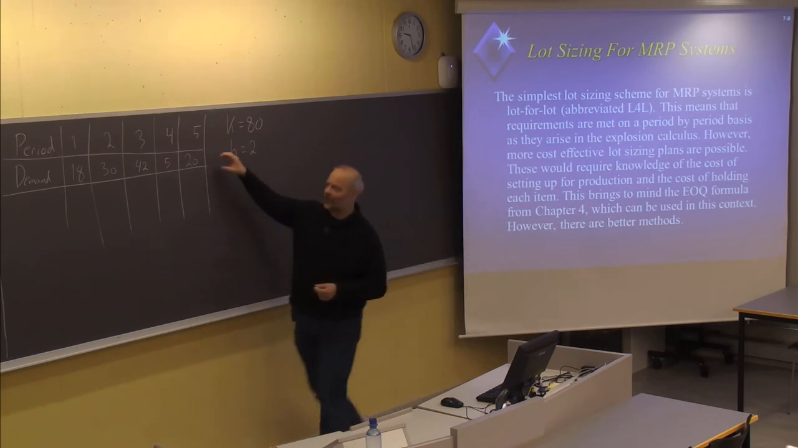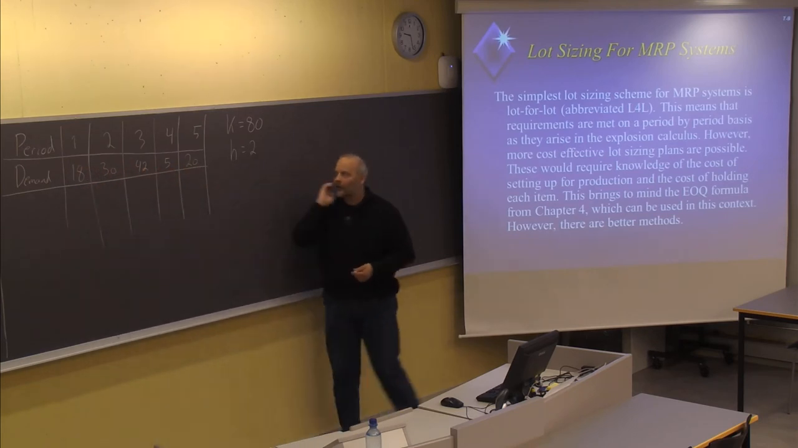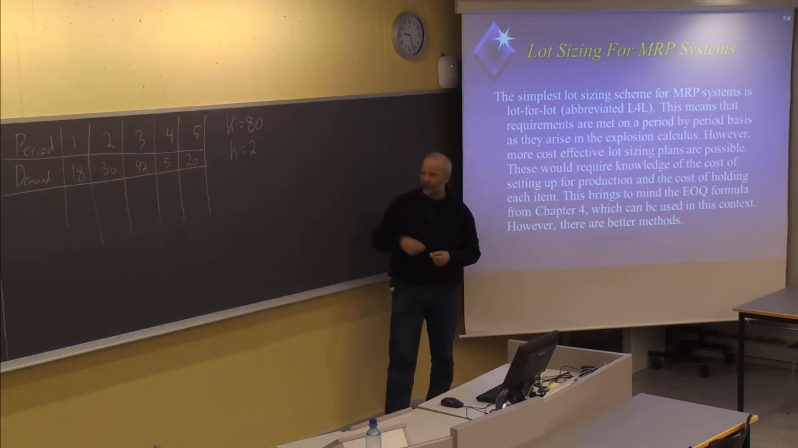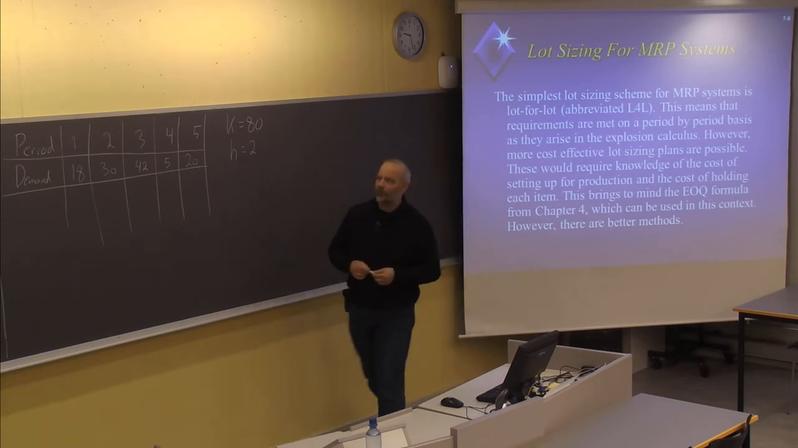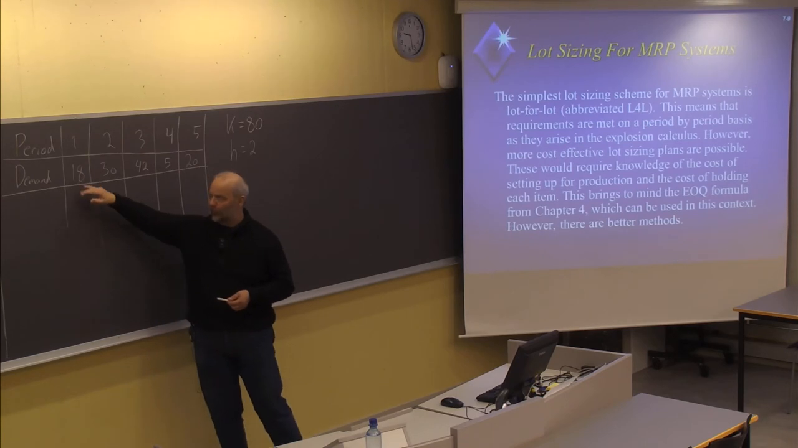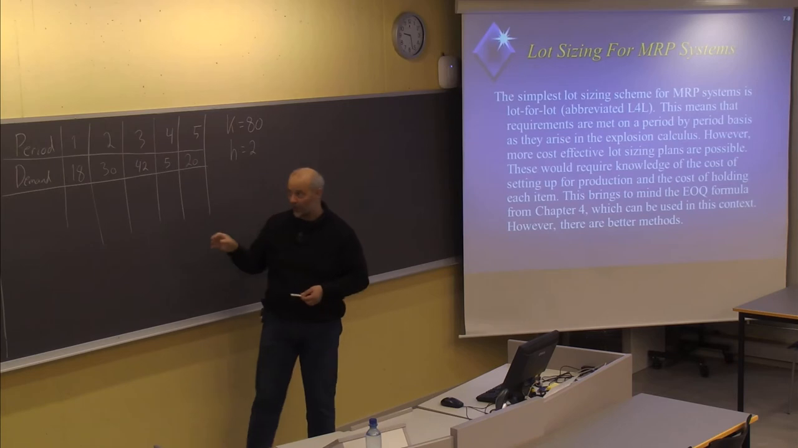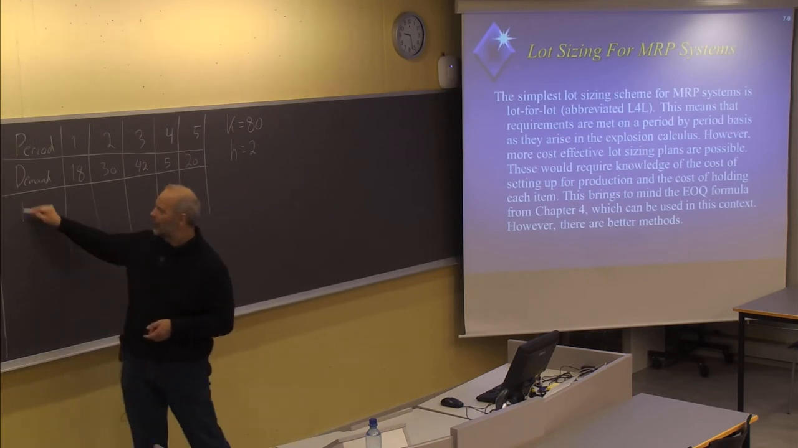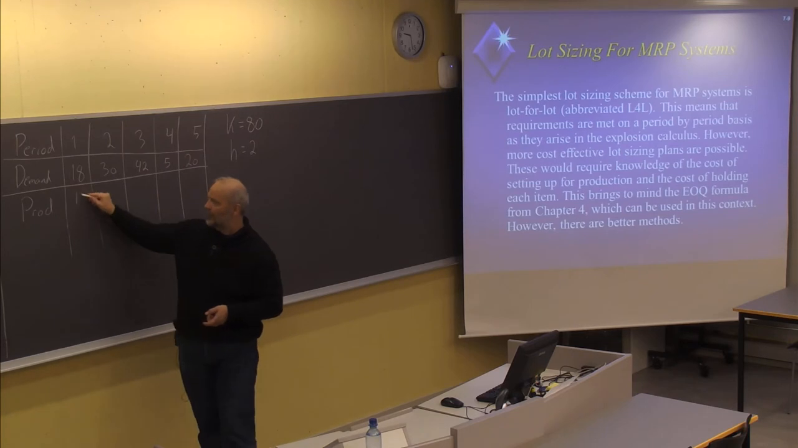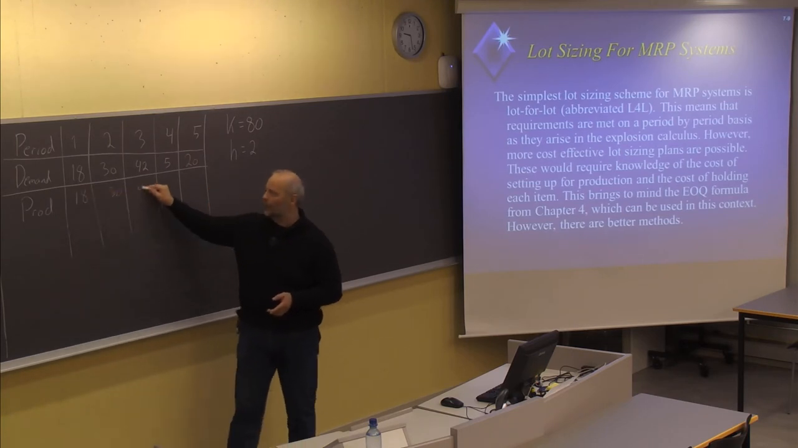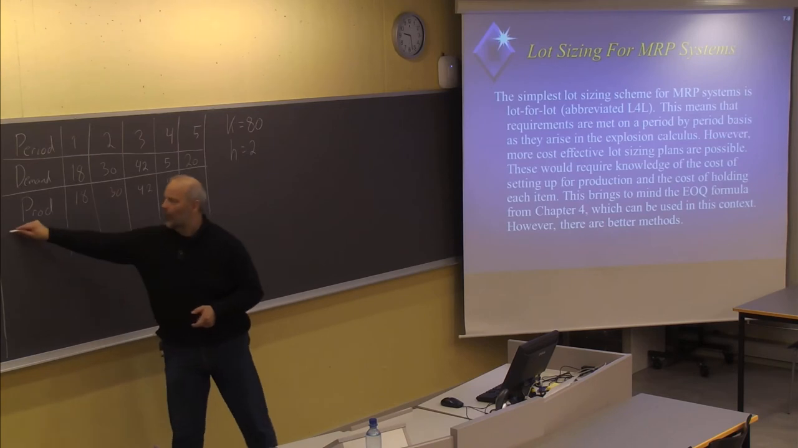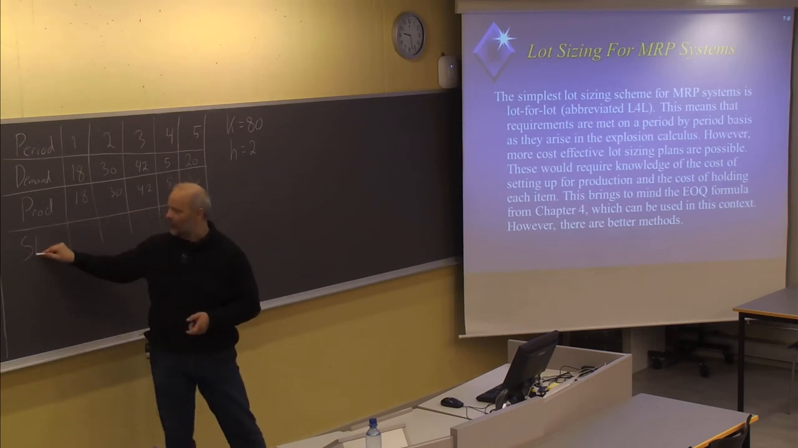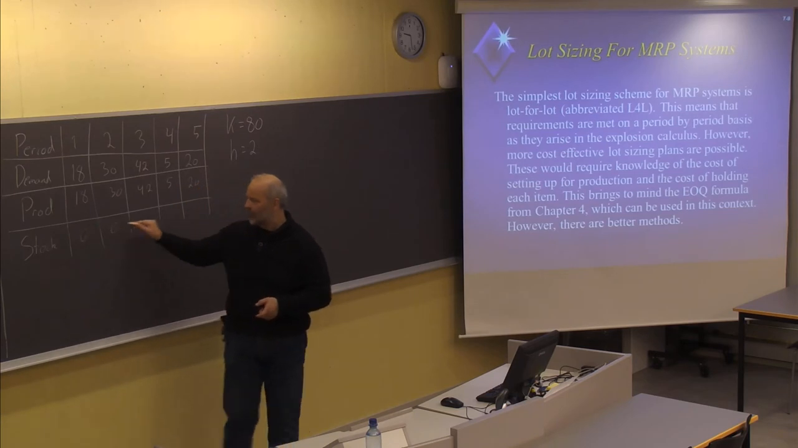But here we can assume that we have the given demand for the 5 coming periods. So here, if we have lot-for-lot lot sizing, it means that we have to produce or order exactly what we need in each of these periods. So then the production will be 18 in week 1, 30 in week 2, 42, 5 and 20. And then we can also look at the remaining stock after each week, which is of course 0 here.